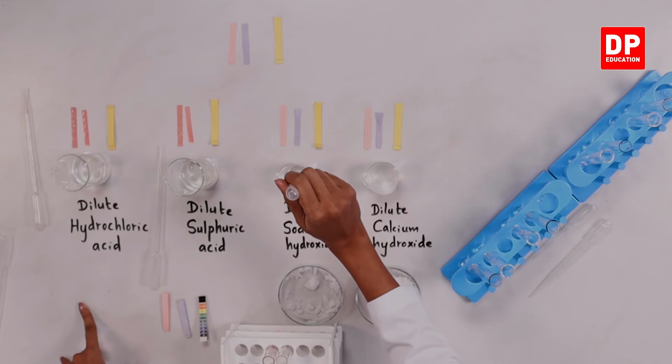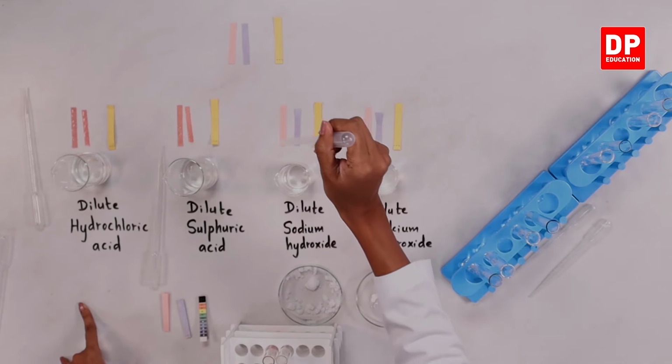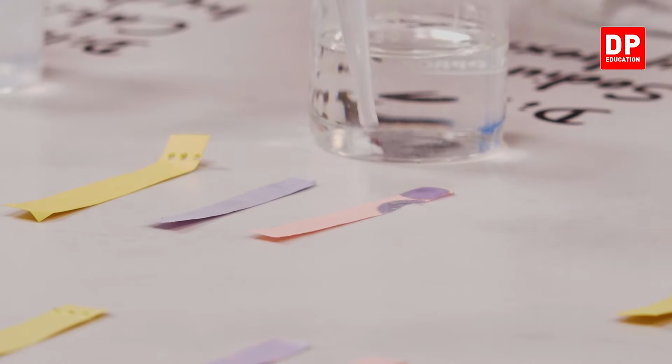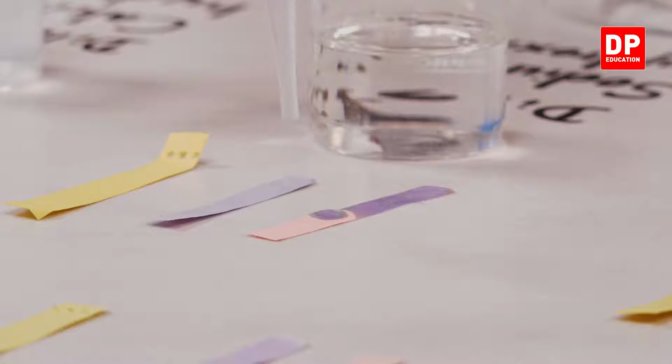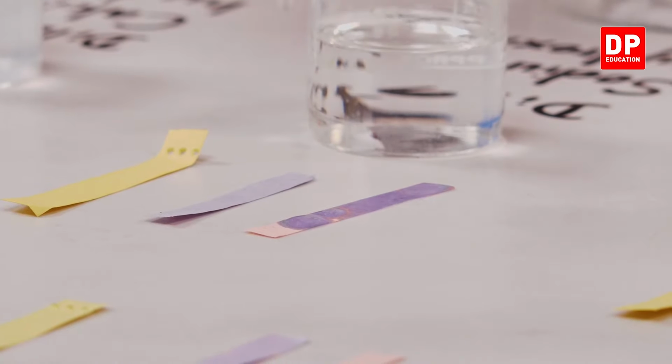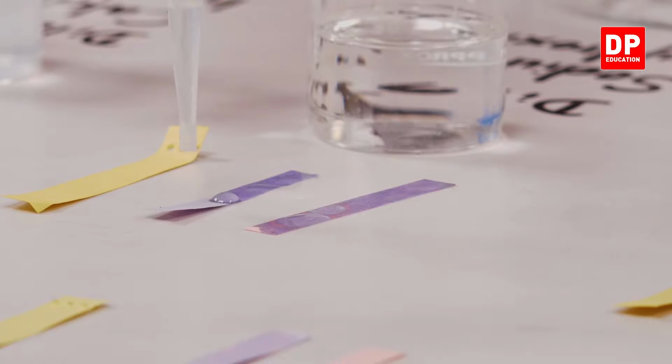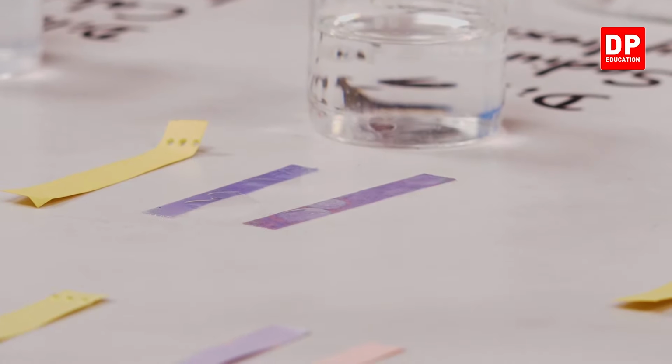We are going to check with dilute sodium hydroxide first. What happens to the color of the red litmus? It changes to blue color. In blue litmus, there is no change.